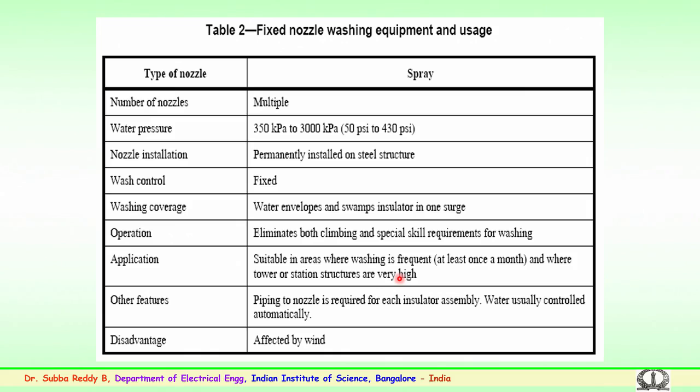Application: it is suitable in areas where washing has to be done frequently, at least once a month, and where tower or station structures are very high. So, this comes in handy where regular maintenance has to be carried out. Other important features: piping to the nozzles is required for each insulator assembly. Water is usually controlled automatically. The main disadvantage is that it is affected by wind. In case of wind during usage, the regular washing could be disturbed. So, wind could play as a disadvantage for the washing conditions.